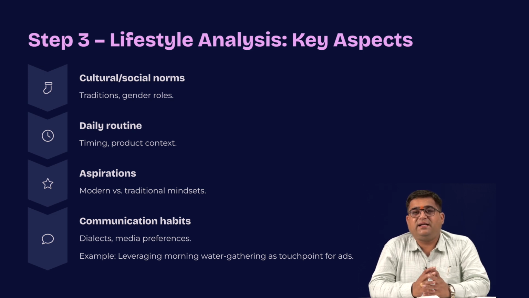Second is daily routine and product use context. Examining when and how a product would be used is vital. For instance, farmers who start their day before dawn might need products like durable, battery-operated lighting or convenient on-the-go food items.